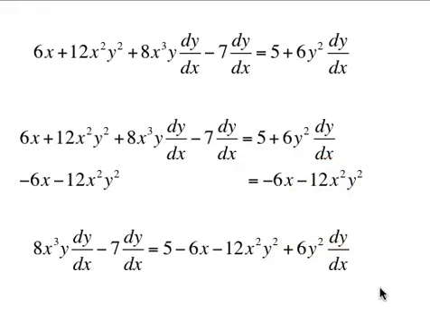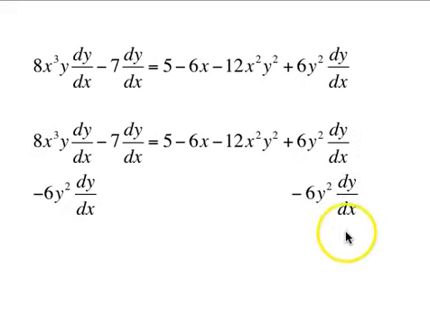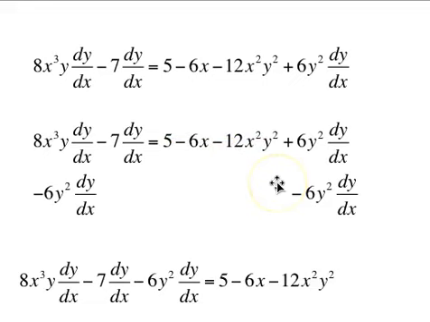I do not have all the dy/dx's on the left, so I'll subtract 6y squared dy/dx from both sides to get that to happen. Subtracting 6y squared dy/dx from the right side, and subtracting 6y squared dy/dx from the left side. Now I've isolated all the dy/dx's on the left. We'll have 8x cubed y dy/dx minus 7 dy/dx minus 6y squared dy/dx equals 5 minus 6x minus 12x squared y squared.